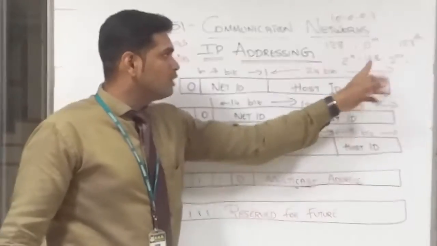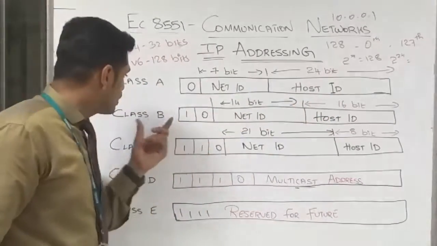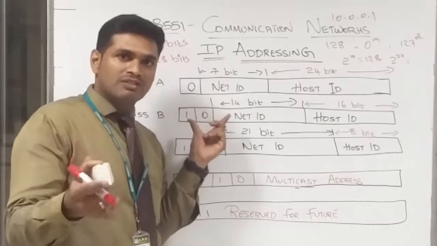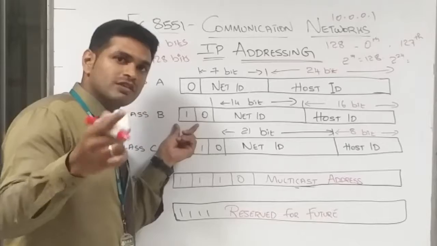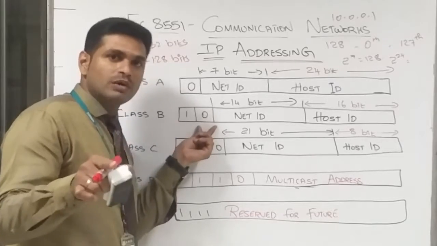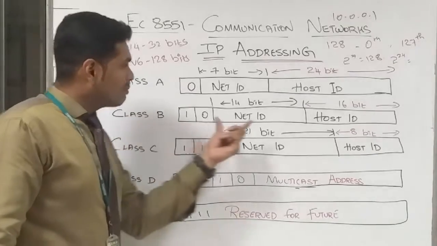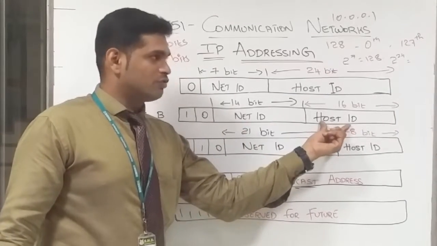Because class A can address only 128 networks, not more than that, in that case we are supposed to go for the class B addressing scheme. To identify whether an address belongs to class B, we need to check the very first bit. If the very first bit is 1, you have to check the second bit, and if the second bit is 0, then it means it is class B addressing scheme. The remaining 14 bits are the network ID and the remaining 16 bits are the host ID.